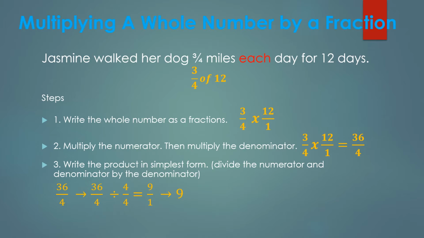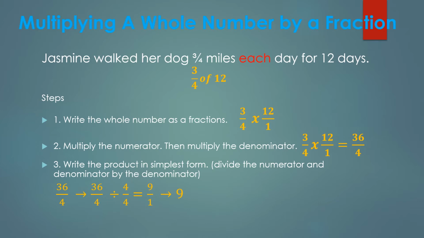Number 2, multiply the numerator, then multiply the denominator. Numerators are the top number in a fraction. Denominators are the bottom number in a fraction. So we have 3 times 12 equals 36. Our denominator, 4 times 1 equals 4.